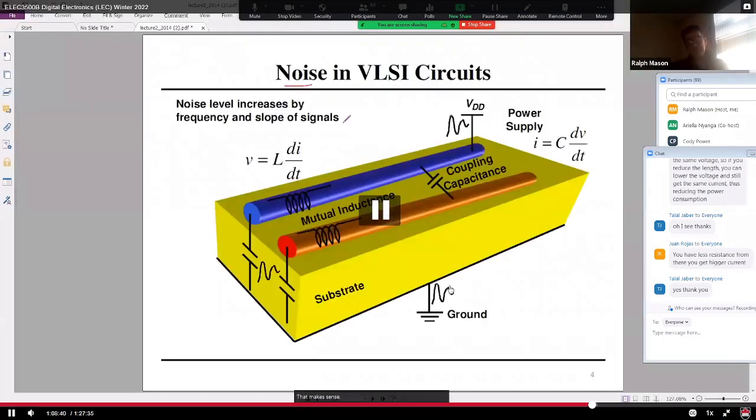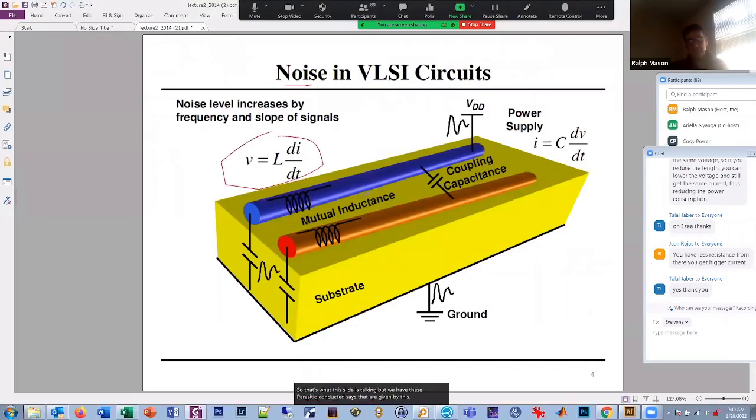So that's what this slide is talking about. We have these parasitic inductances that are given by this that cause voltages. We have parasitic coupling capacitances. We have supply bounce. We have current because of the charge and discharge of the capacitors that causes the voltage bounces. But basically, we have lots of noise in these digital circuits, okay?